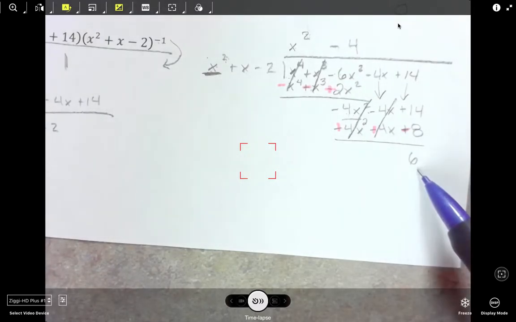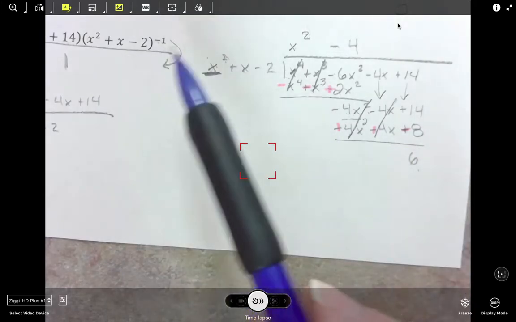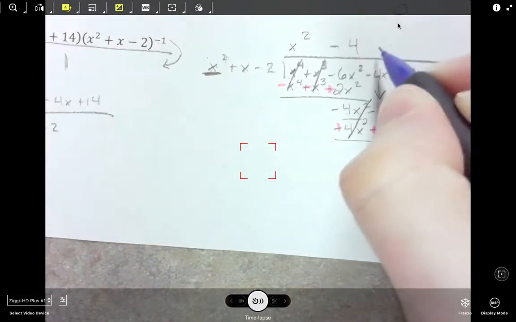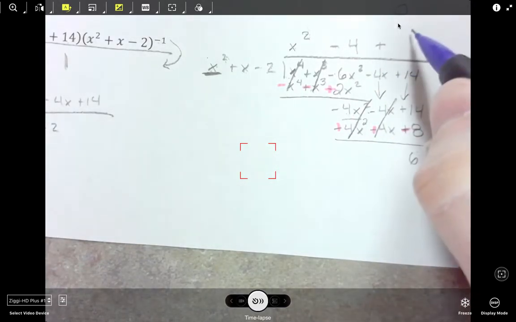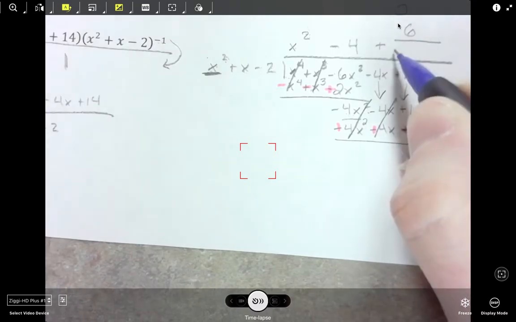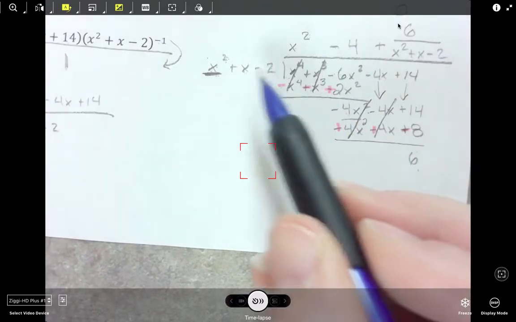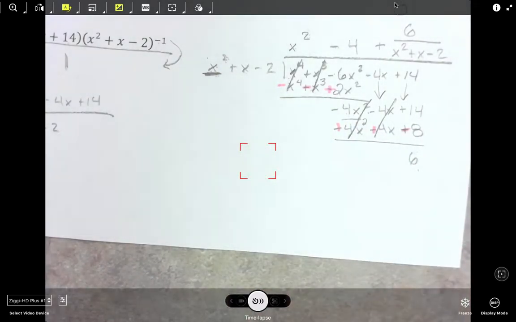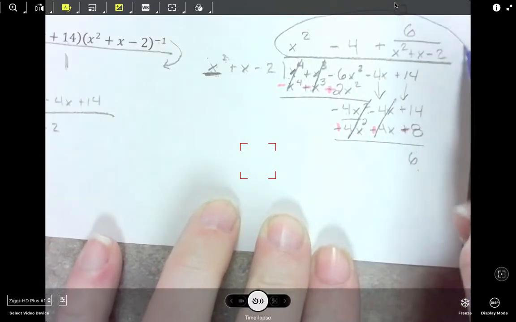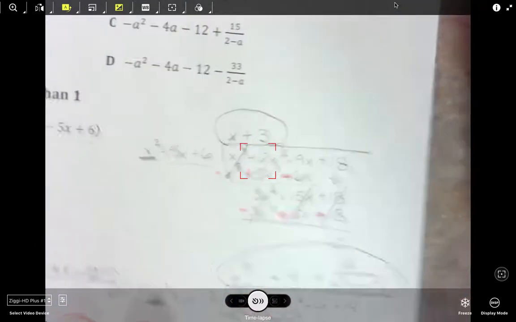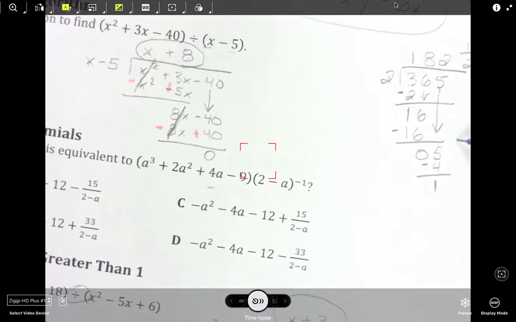And 6 is going to be my remainder, because x squared doesn't go into 6, right? X squared is bigger than what 6 is. So what I do when I have a remainder there, this 6 is positive, so I'm going to put plus 6 over x squared plus x minus 2. That's what I'm dividing by, x squared plus x minus 2, okay? And this is what my answer looks like. Kind of funny, but that's what it will look like, okay? All right, so same steps as what you would do up here when there's no x's involved, okay?